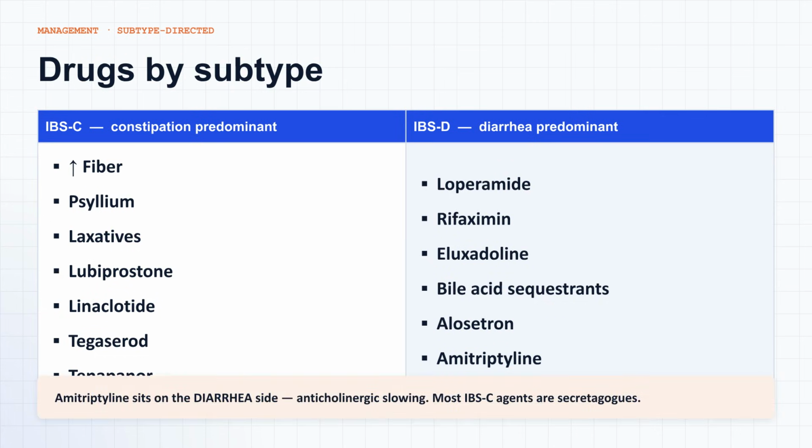Notice that amitriptyline appears on the diarrhea side because its anticholinergic effect slows transit, while most of the constipation drugs are secretagogues that pull water into the lumen. Match the mechanism to the stool pattern, and these stop feeling like a list to memorize. One caution: alosetron and tegaserod carry prescribing restrictions, so know your local practice before you use them.